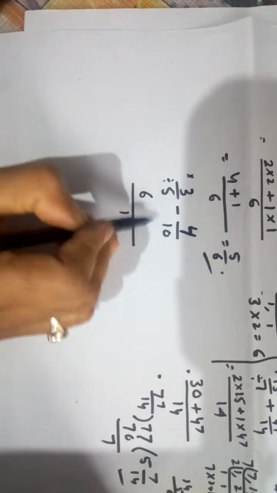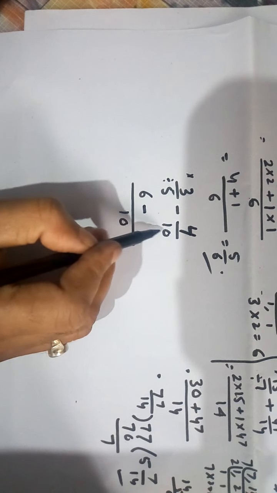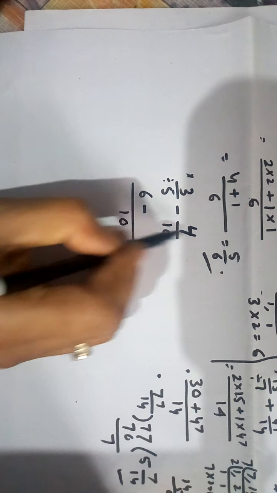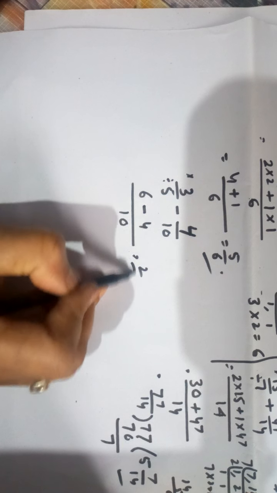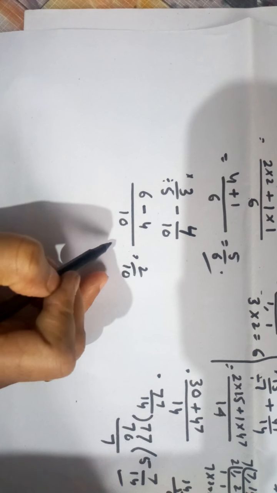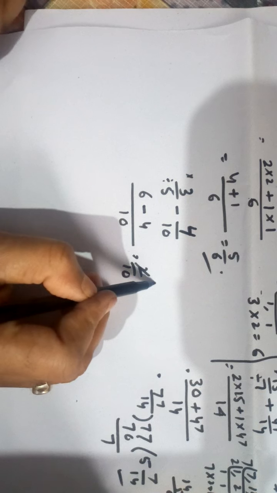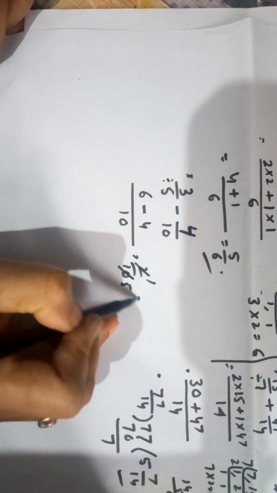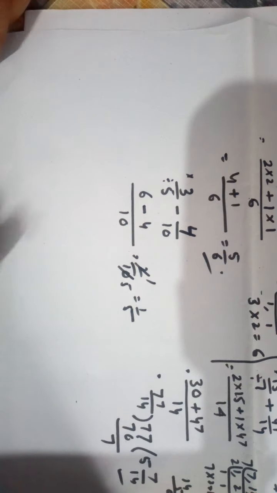Here 4 will be there. Minus, 10 divided by 10, we get 1. 1 into 4, 4. We get 2 by 10. If you cut by 2, 1 by 5. Answer is 1 by 5.